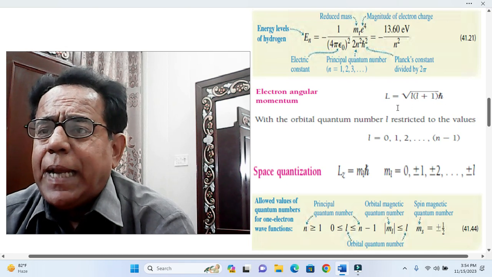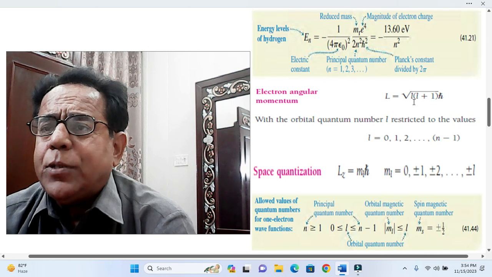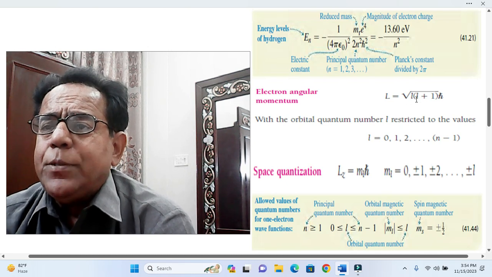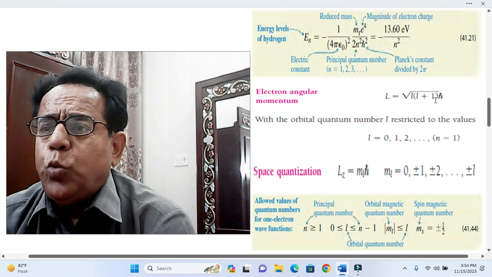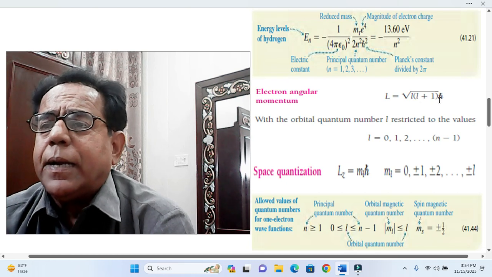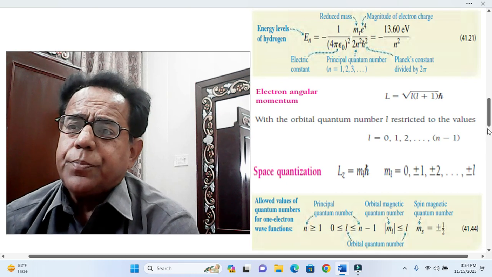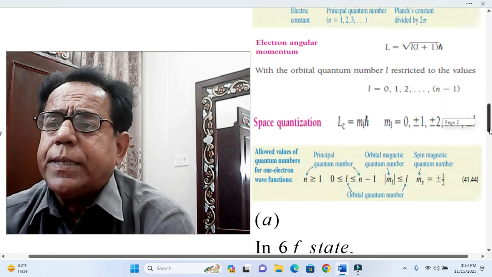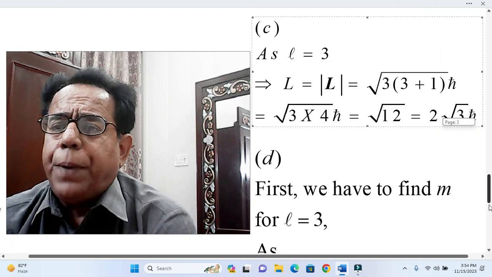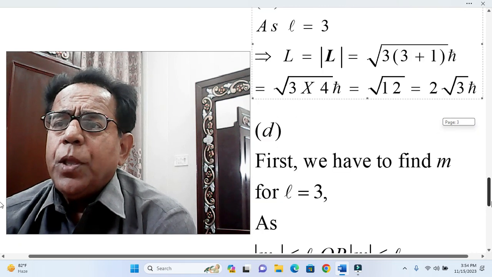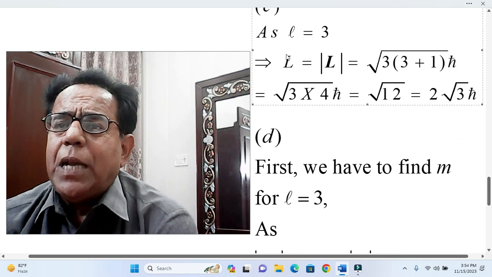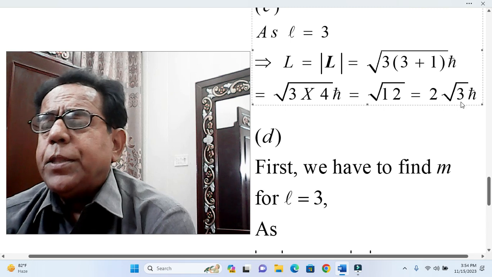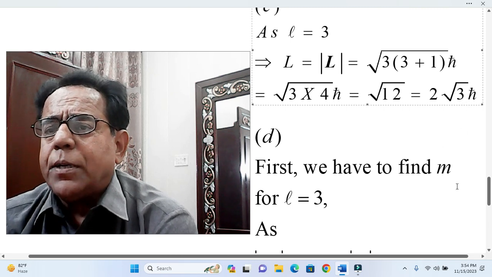Capital L is equal to under root l into (l plus 1) into H bar, where H bar, or H reduced, is Planck's constant divided by 2 pi. Using that formula, we have found the value of L, which has become equal to 2 into 3 under root into H bar.